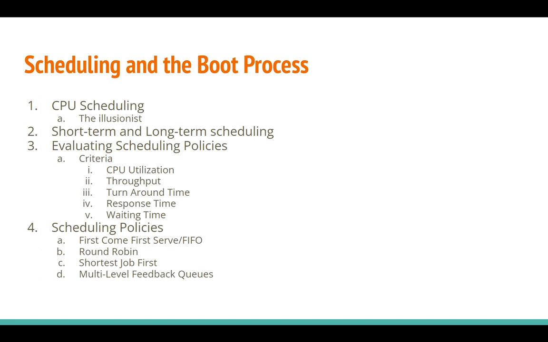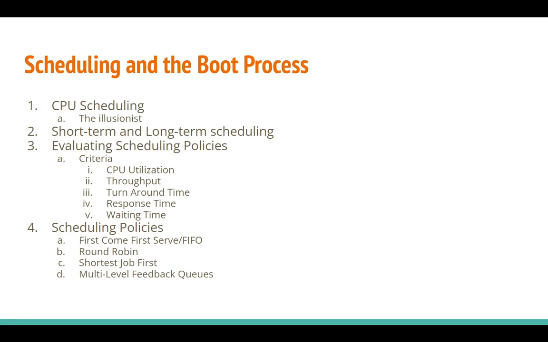So what are the different scheduling policies? First, we have first come, first serve, or FIFO, first in, first out, which is non-preemptive. It allows for processes to run until they're terminated, first come, first serve. So if one process is scheduled, then another process, the first process will run until it's finished, and the second process will run until it's finished.